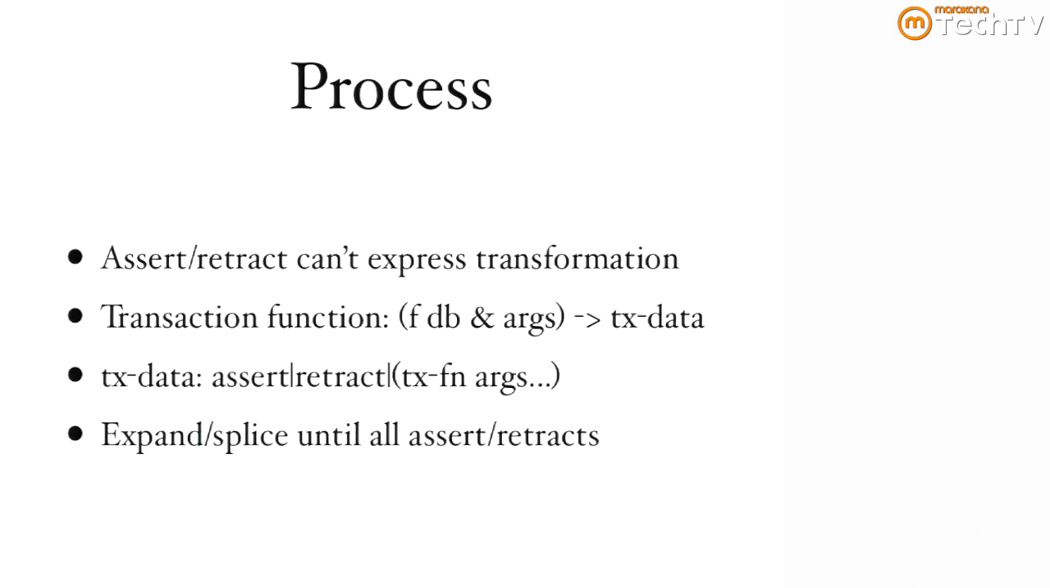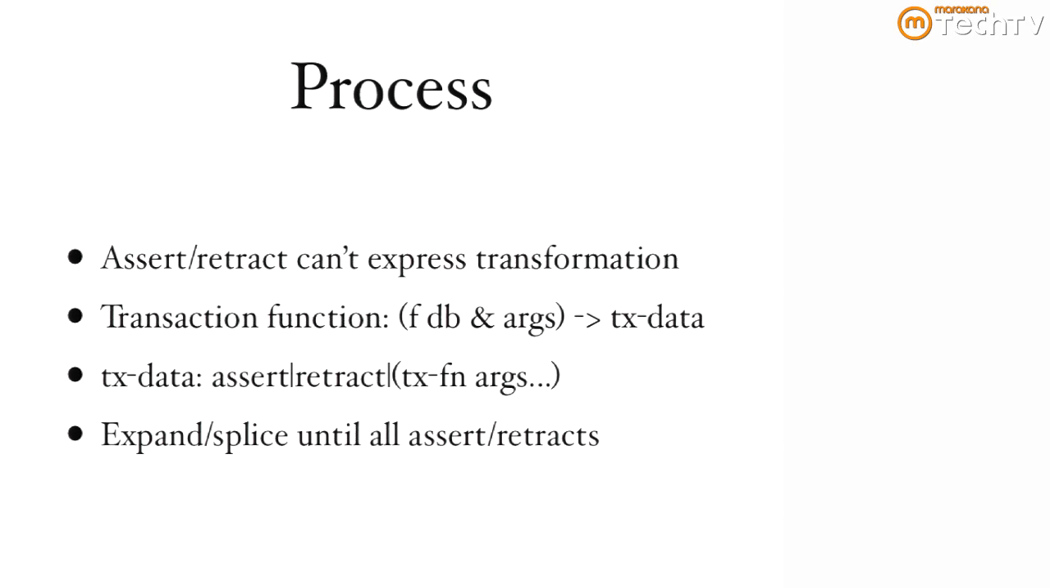So, the process itself. I said we can boil everything down to assertions and retractions, but you can certainly think of transformations that you couldn't express that way. Like, I want to add $10 to your bank account. That's the logical process I want to make, but the fact that results from that process is dependent upon the existing value in your bank account. So how do you do that? The way you do that is with transaction functions. A transaction function is a function of the database and some arguments, and what it yields is transaction data.